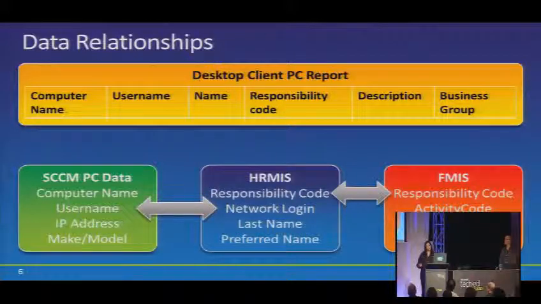But the responsibility code then had to be assigned to a business group, so I had the overall view. And I got that by going to the finance system where they had responsibility code and business group. So you can see that the 3 data sources together are starting to tell the entire story. And this is where we get into PowerPivot.